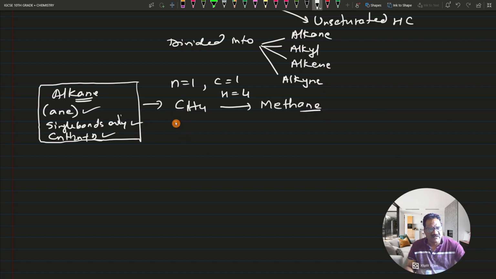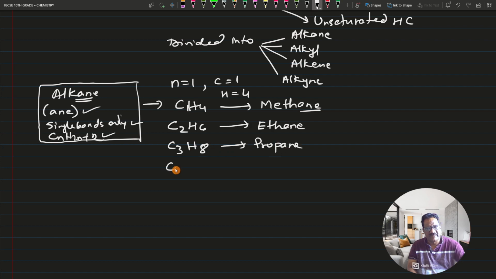Now if you go down, when you take n equal to 2, it will become C2, and H will become 2 twos are 4 plus 2, 6. So it will become C2H6. This particular compound, the second member of this alkane family, is known as ethane. Then if you go down, it will be C3 and then H8. This is propane. And if you go down, C4, it will be H, 4 twos are 8, 8 plus 2, 10. So C4H10. This is known as butane.